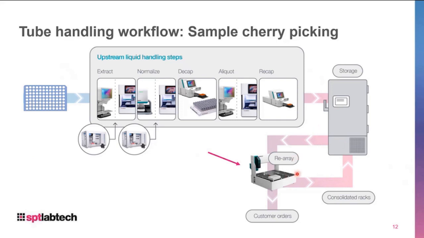They're then taken from storage and rearrayed, so cherry picking, resorting and rearraying into final customer order racks, as well as consolidated racks. The consolidated racks you could see as a hits or leads consolidation, and really just another example of where that picking takes another bit of pressure off the customer, or in this case, the user, because instead of hand picking, hand sorting, we use a bit of instrumentation to do that process.